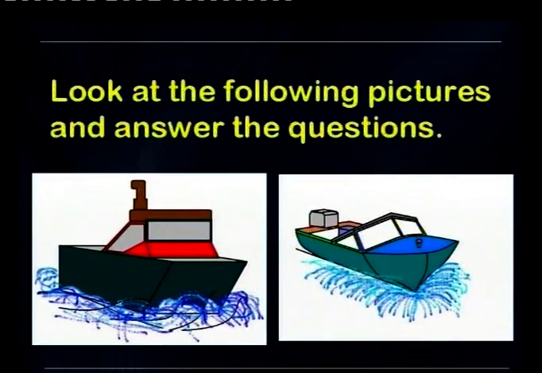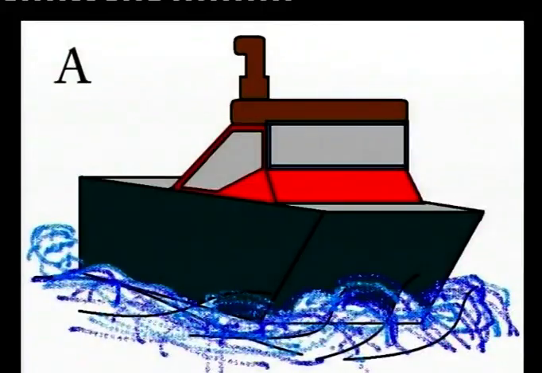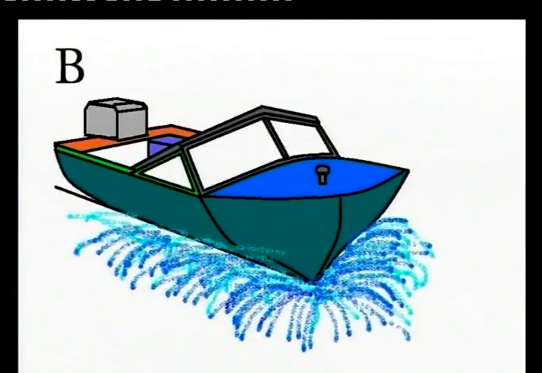Look at the following pictures and answer the questions. We will have a look at these pictures in a few minutes, and just to give us some idea. All right, the first one. It's a boat in the sea. You can see there is an object there coming in contact with the liquid, all right, which is the water. But this boat is different from the second one, which is B.